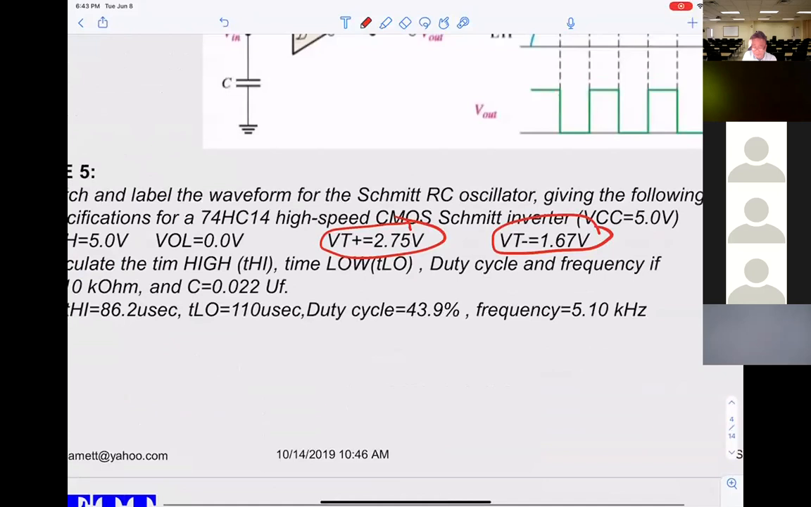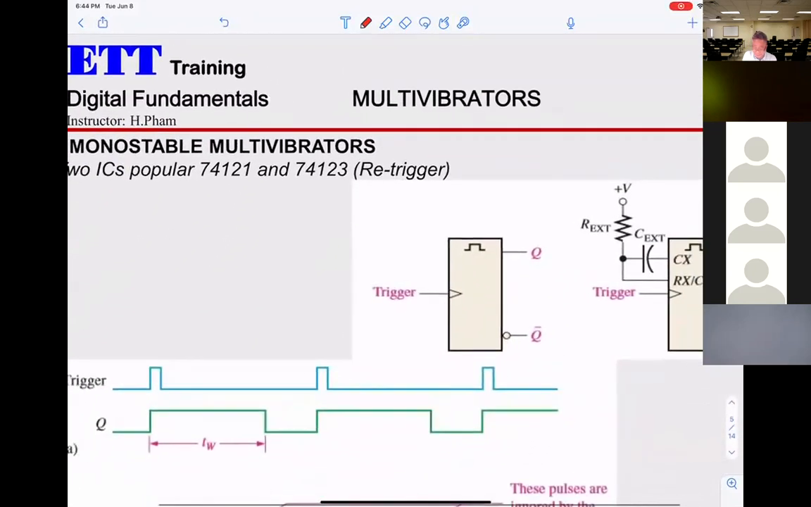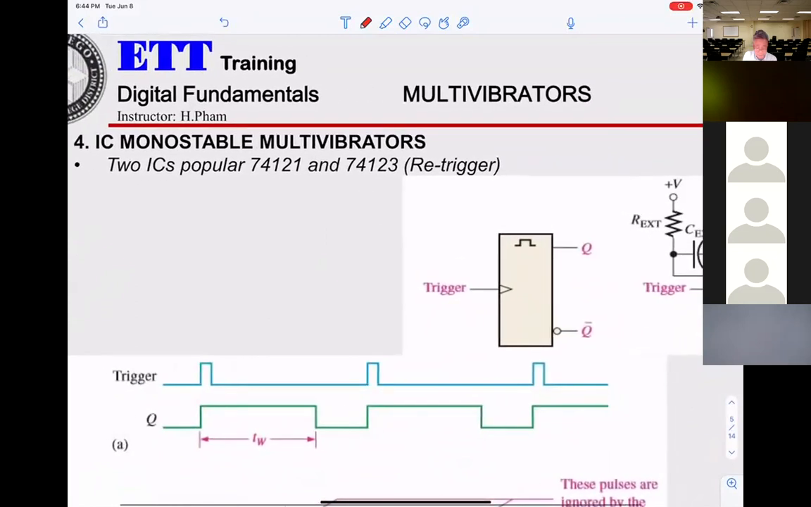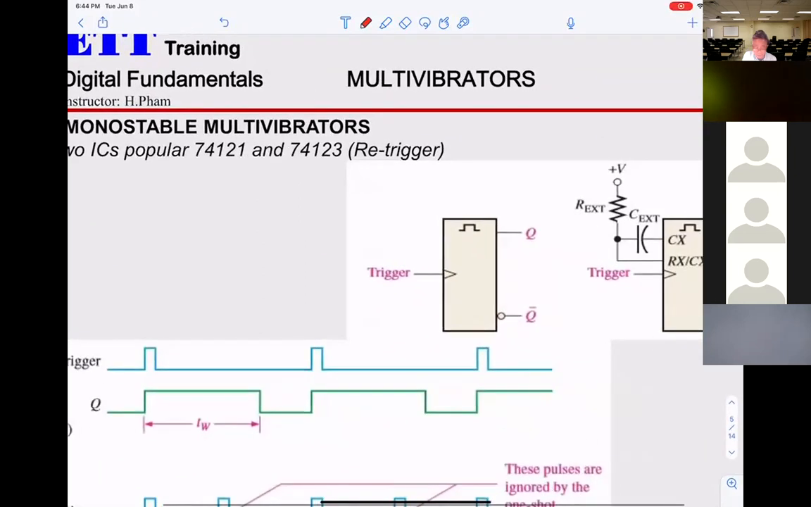Okay, so I will be set up specially just for capacitor charge and discharge. Okay. And now another one, monostable. Let me, the one shot. They're using the IC 74121 or 123.